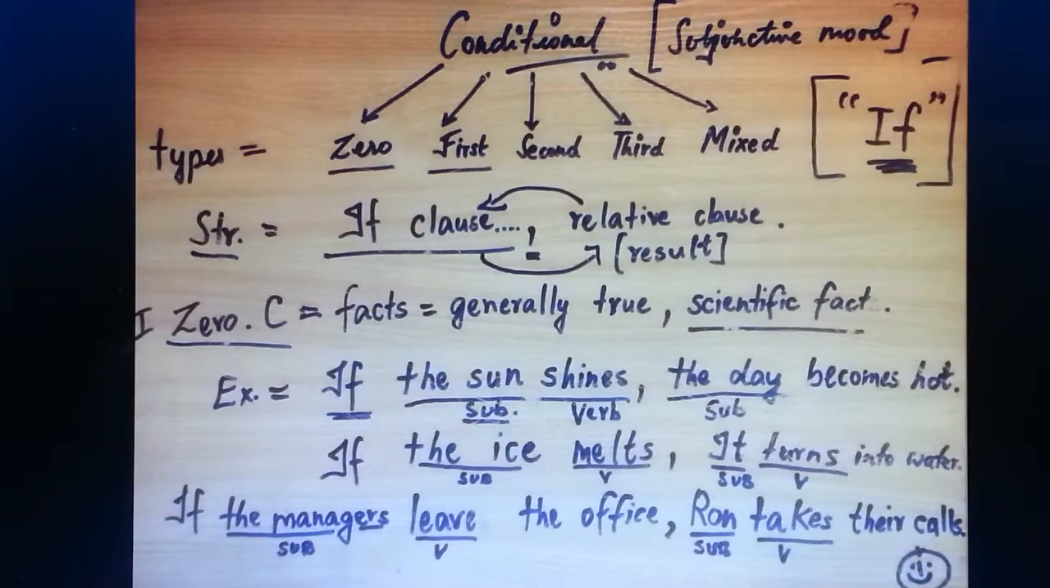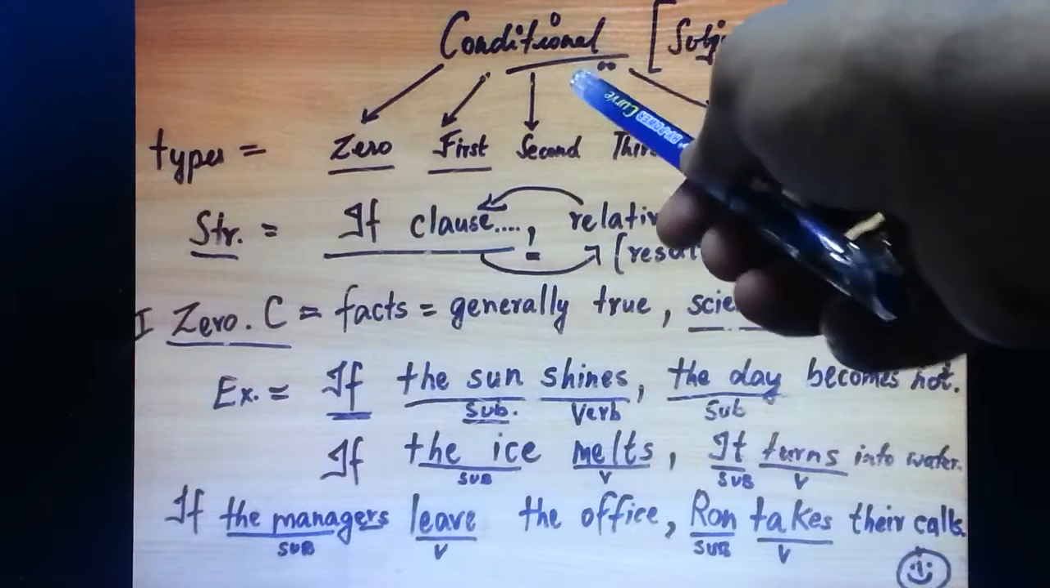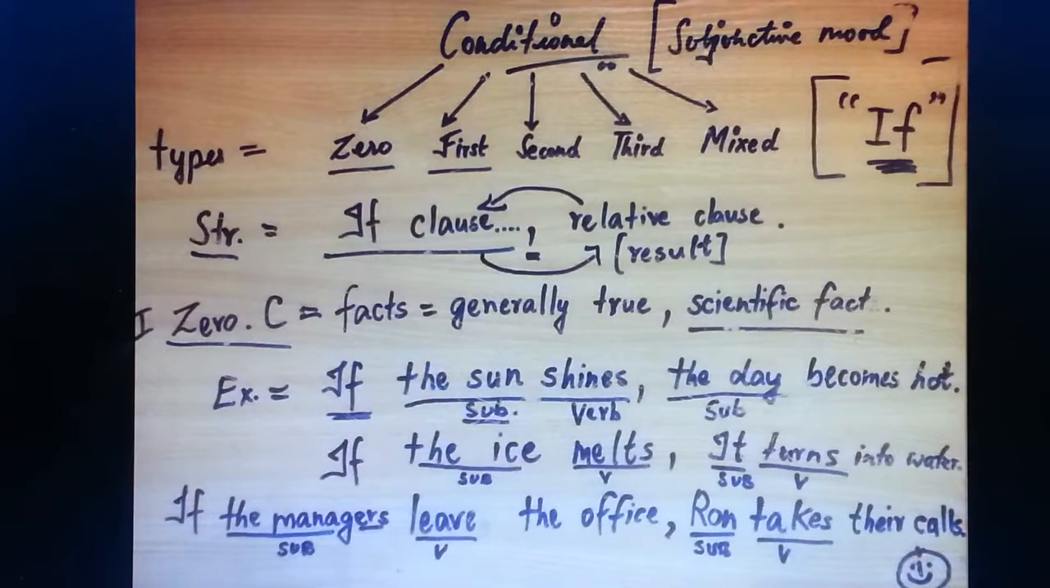Conditional is a subjunctive mood. Now what is a subjunctive mood? That's very important to know. Subjunctive mood expresses an action of a verb which is presented as a non-fact, that is something which is imaginary or desirable. If I put it in a very simple way, conditional can be real or unreal. Now, how to understand whether the sentence is real or unreal?